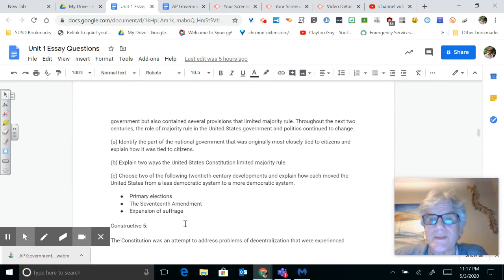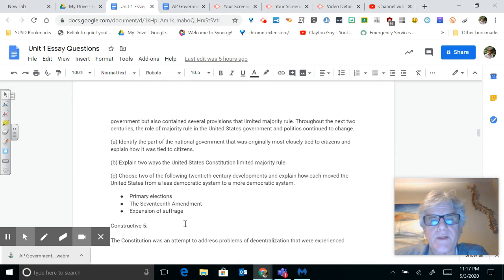Now you can say Senate was next because the state legislatures, which were voted on by the people, could choose who the senators would be. But the best answer is the House of Representatives. They were tied to the citizens because they had the shortest term, 2 years. They were constantly up for reelection. If they did a bad job, they could be pushed out because somebody else could be voted in. And they were the only one that was directly elected by citizens.